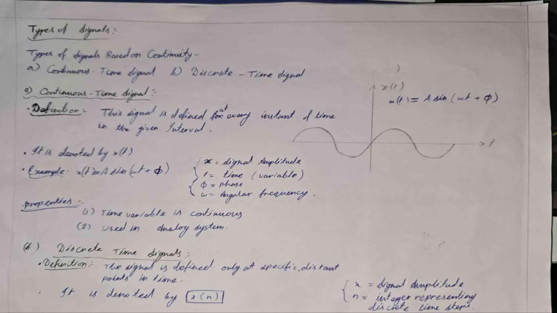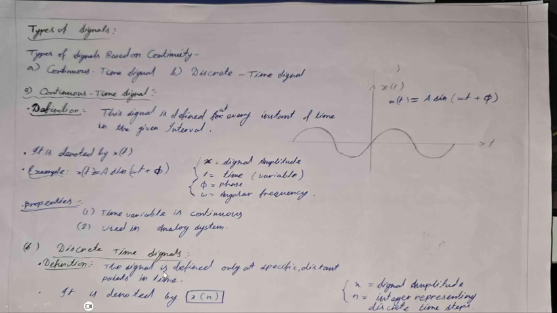The properties of this type of signals: 1. Time variable is continuous here. 2. It is used in analog systems. Now we are going to discuss discrete time signals.